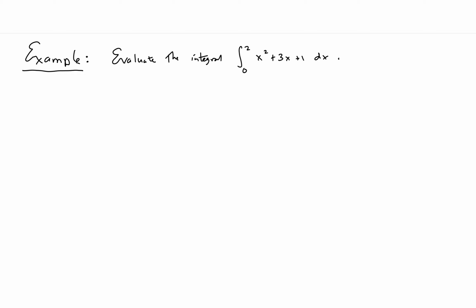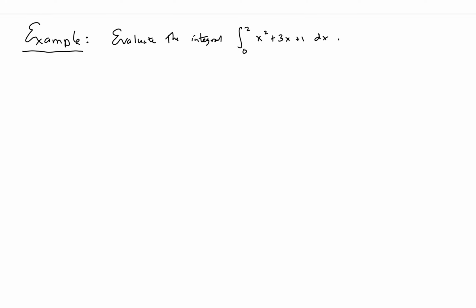Okay, so this is pretty simple. It's just a degree 2 polynomial. This shouldn't be a lot of work. But when we only have the definition, it is actually quite a bit of work. So what we're going to first do is set up the right Riemann sum with n subdivisions for the function f of x being x squared plus 3x plus 1 on the interval from 0 to 2.